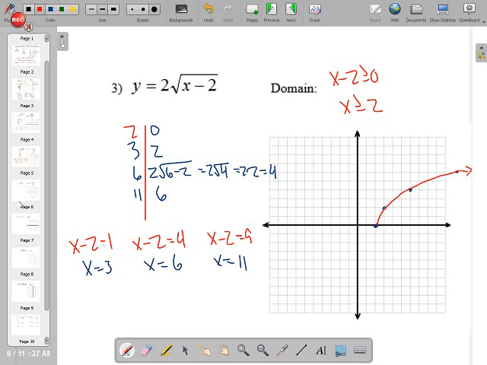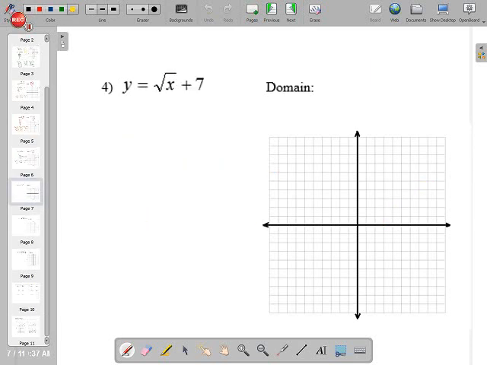Let's keep going. Number 4. This one's pretty easy because the only thing underneath the square root, the radicand, is x, so x is greater than or equal to 0. And since there's no left or right shift translation, I can just do 0, 1, 4, and 9.